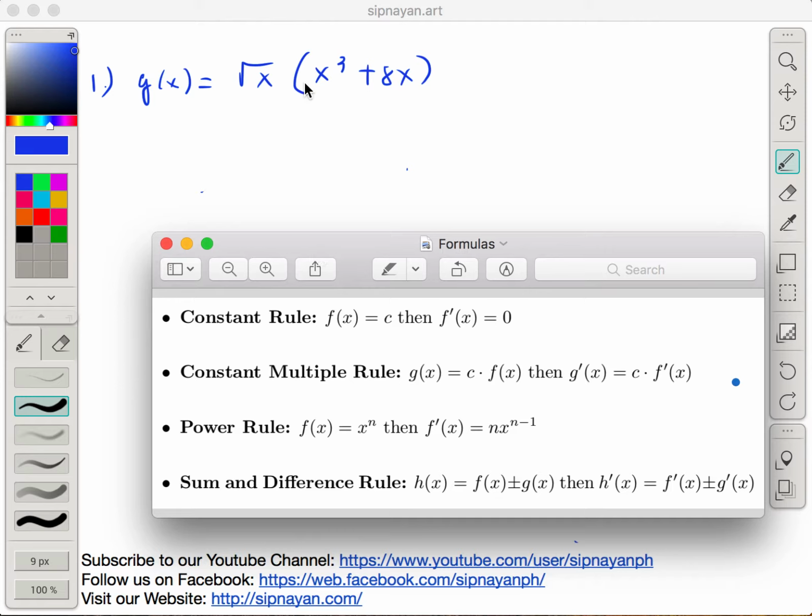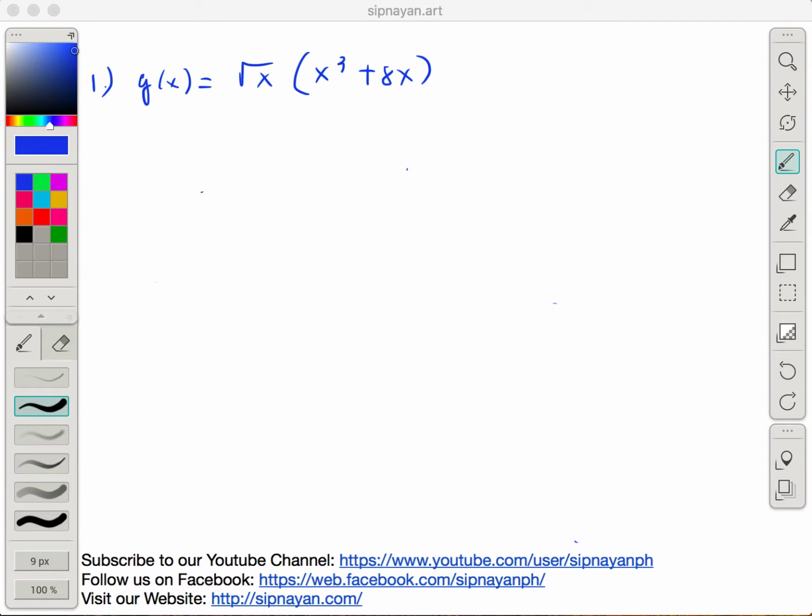For example, itong problem na to, hindi natin ito masasagot kaagad with these formulas, no? Kasi unang-una, ang meron lang tayo ay sum and difference rule. Wala tayong multiplication, no? Pangalawa, wala tayong radical sign. Ito may radical sign. So, we have to be able to answer this question, dapat i-manipulate muna natin siya algebraically para mag-fit siya dito sa ating mga formulas. So, how do we do that? Kung gusto nyo i-try, i-pause nyo itong video after 5 seconds para i-solve nyo muna bago nyo tignan yung solution.